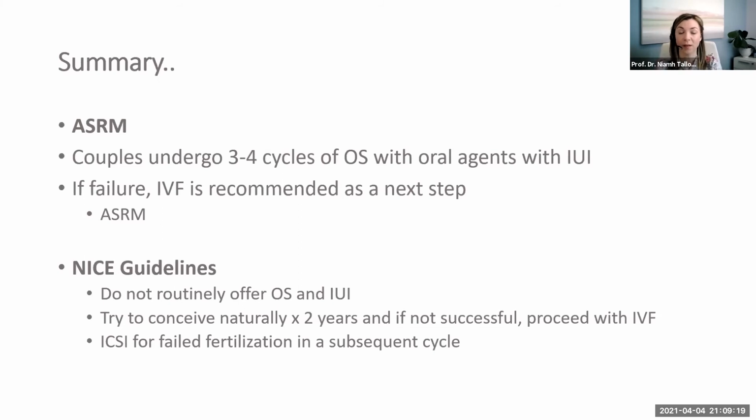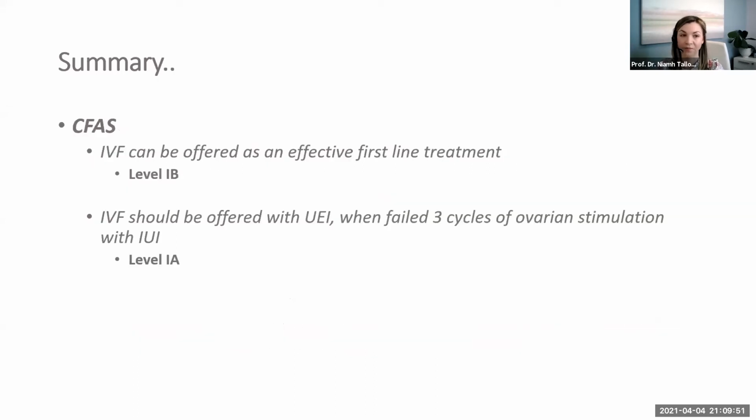So the overall summary from the American side of things is couples undergo 3 to 4 cycles of ovarian stimulation with oral agents and intrauterine insemination. And if there's failure, IVF is recommended as a next step. The NICE guidelines don't offer ovarian stimulation and IUI at all because of the cost. They say it's just not cost efficient. Try to conceive naturally for 2 years, and if you're not successful, they'll help you with IVF, and ICSI for failed fertilization only after a subsequent failed cycle of failed fertilization in the UK.